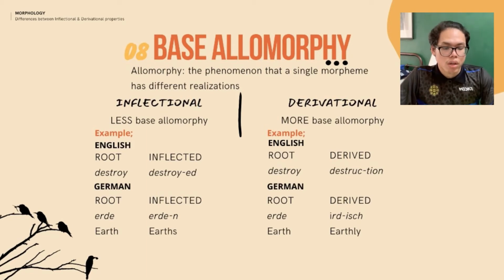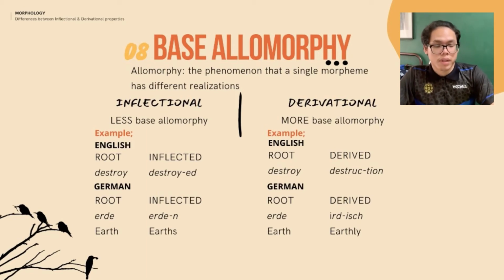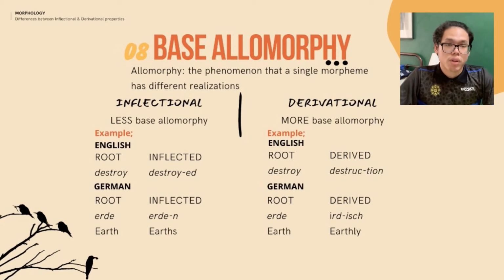Okay, let's take a look at the examples under derivational. English word, root word destroy, the same example as just now. When derived into a noun, it becomes destruction. But what happened to the base? The base changes in spelling. Now it is destruc, no longer destroy. This is what we call allomorphy. Next example, German language. Root word Erde, meaning earth. When derived into an adjective, it becomes irdisch, meaning earthly in English. As we can see here, the base changes in spelling. Now it is ird, no longer Erde.